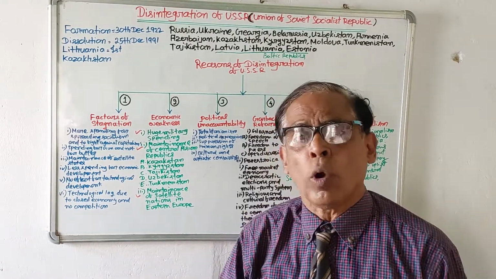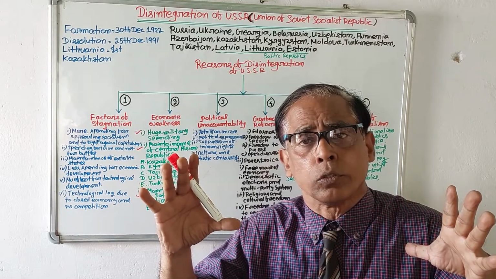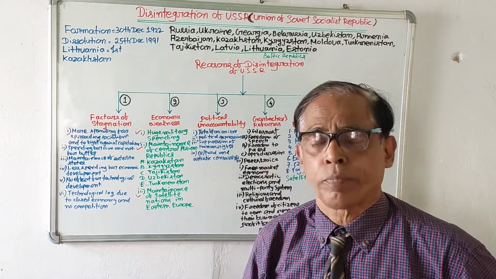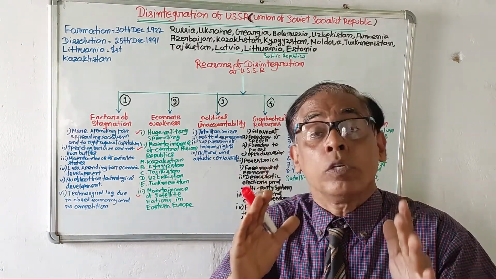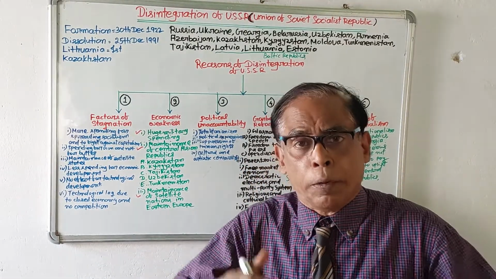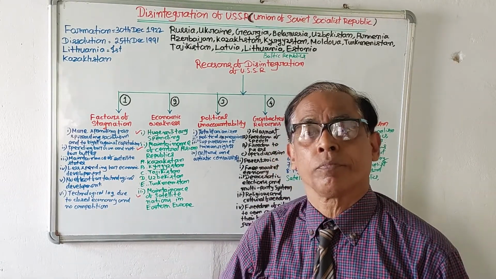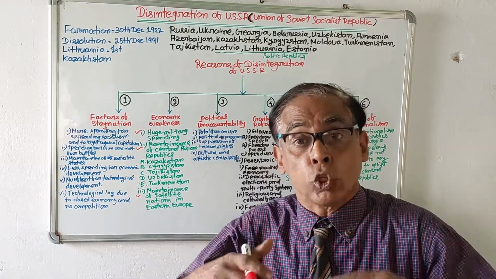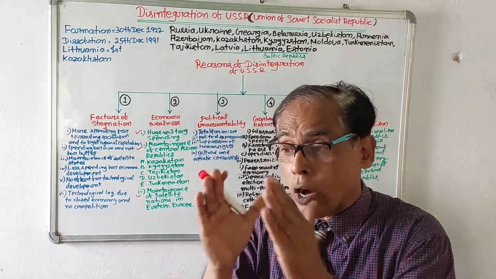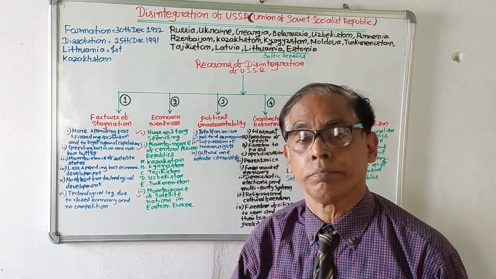Let us start. What are the factors responsible for the disintegration of USSR? Union of Soviet Socialist Republic was a very powerful country once upon a time. It was so much powerful that it was the only country which was giving challenge to America.